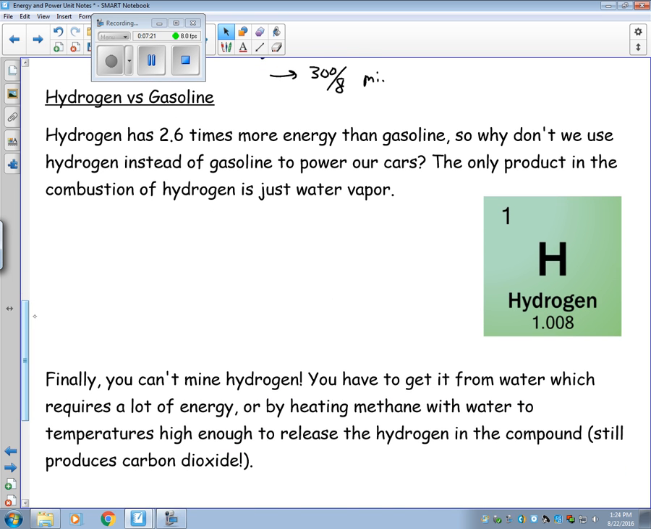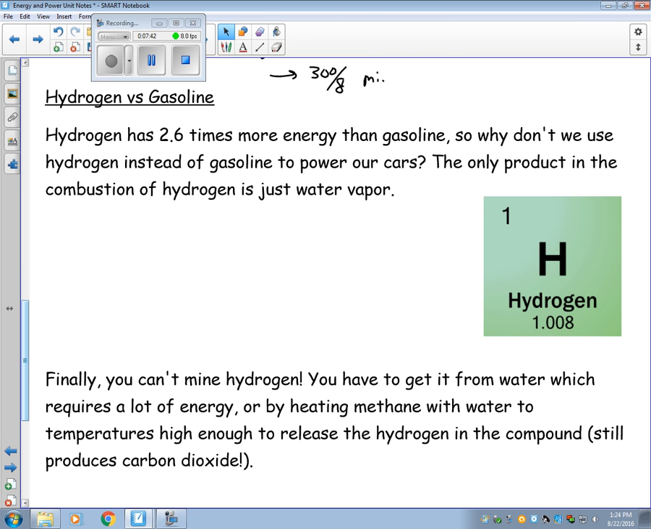Another thing to consider is hydrogen. Hydrogen has 2.6 times more energy than gasoline, if I look at a gram of hydrogen and a gram of gasoline. So why don't we use hydrogen instead of gas? It'd make more sense. If you burn hydrogen, the product is just water vapor. You don't have to worry about carbon dioxide and everything else that comes with it.